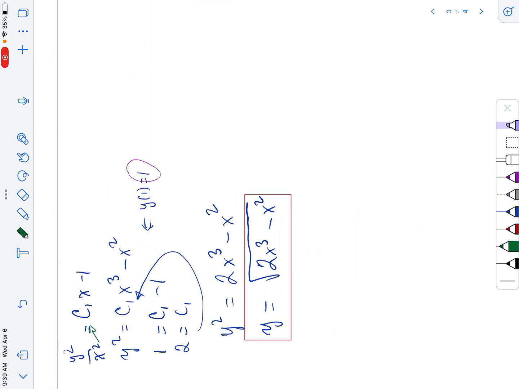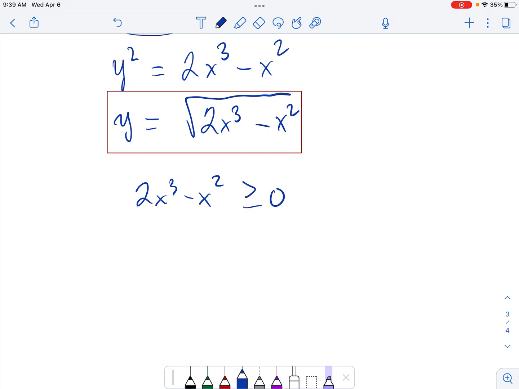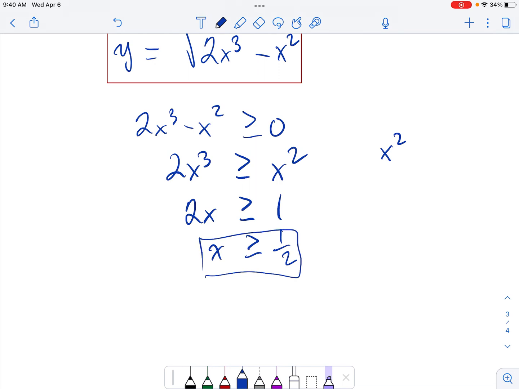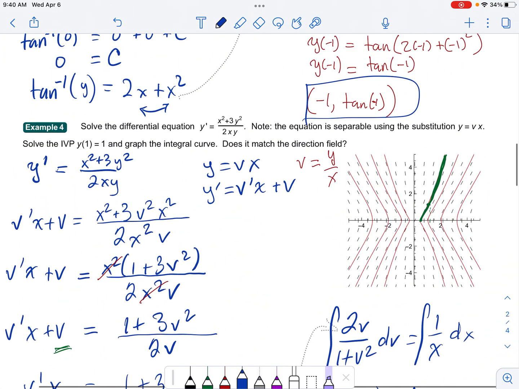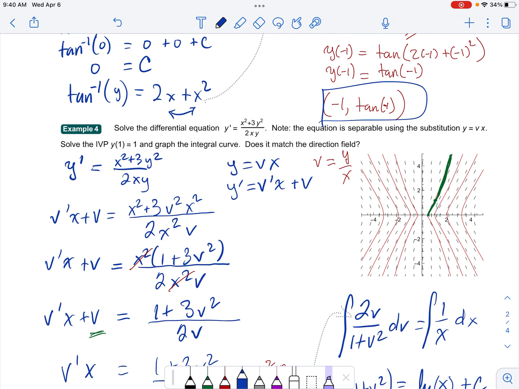Here we are. If I take what's inside, 2x cubed minus x squared, that needs to be greater than or equal to 0. I can add the x squared to the right-hand side. I know x squared is always positive as long as it's not 0. I don't want x to be 0, but we know we're not going to be starting at x equal to 0. So I can divide each side by x squared. That will give me 2x greater than or equal to 1. Finally, divide by 2: x is greater than or equal to a half. So that's why we needed to start when x is greater than or equal to half, and that starts us out right at the beginning of that curve. Hopefully that helped looking at a couple of these problems, and we'll do some more tomorrow.